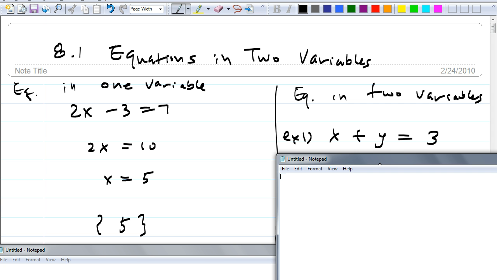Now, do we have to use these x and y? No, it could be a, b, c, d, whatever letters you like. You probably don't want to use something like o. That's probably not a good variable. All right, x plus y equals 3.